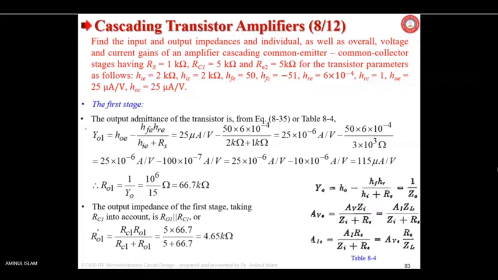Here we are writing the YO1, output admittance, to calculate. That can be written from this table itself. You see YO is written as HO minus HF HR by HI RS. Is it not matching what we have discussed and derived earlier? Same thing is here, only thing we have added the appropriate subscript E to indicate it is a common emitter.